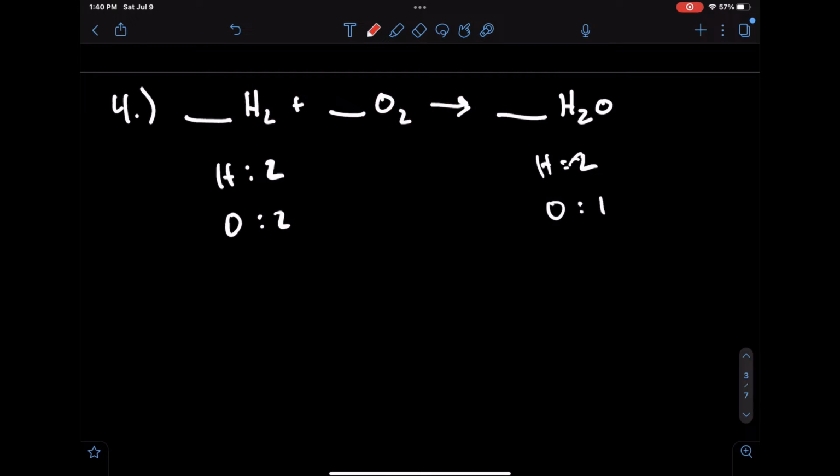So to begin this, we need to add another oxygen or increase our oxygens on the right by 1. So we're going to go ahead and put a 2 here, which will change our hydrogens to 4. And to balance our hydrogens on the left, we'll add a 2 in front of the hydrogen to get 4. The 2 on the right for the H2O will also increase the oxygen. So as you can see, we have 4, 2, 4, 2, and so this is balanced.